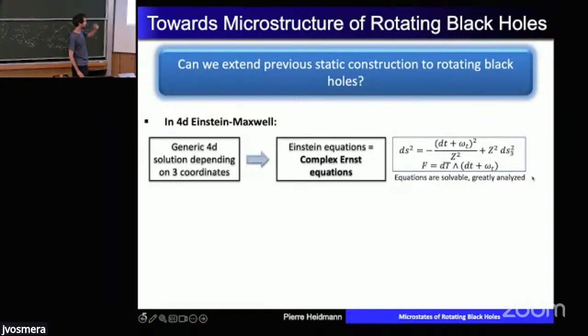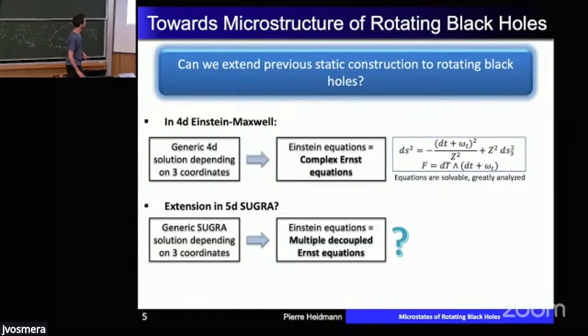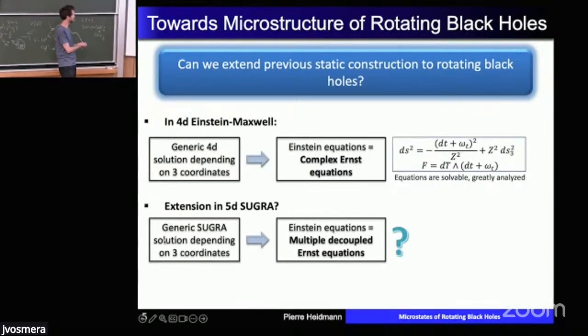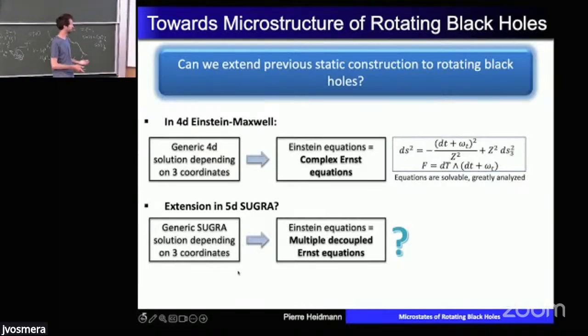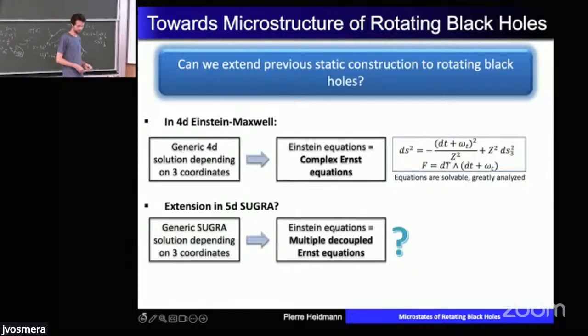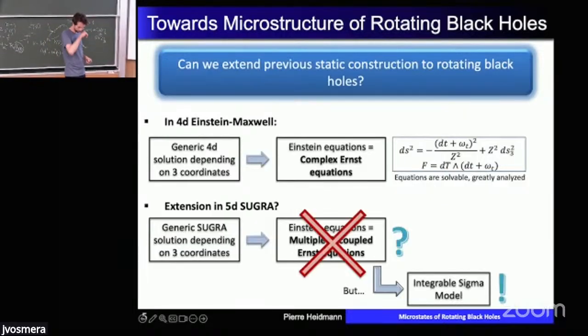For 5D supergravity, obviously. So now the question is, for static, it was super successful. What was successful is we have been able to take an ansatz for 5D supergravity and show that it gives multiple decoupled Ernst equations. So here is the same question. Can assuming a generic supergravity solution depending on 3 coordinates, which is stationary, can we obtain something where it decouples into multiple Ernst sectors? The answer is no, obviously.